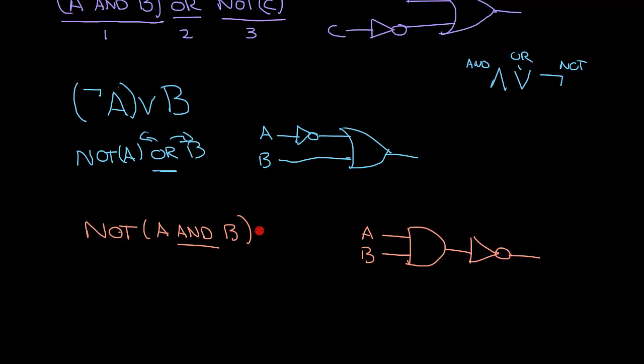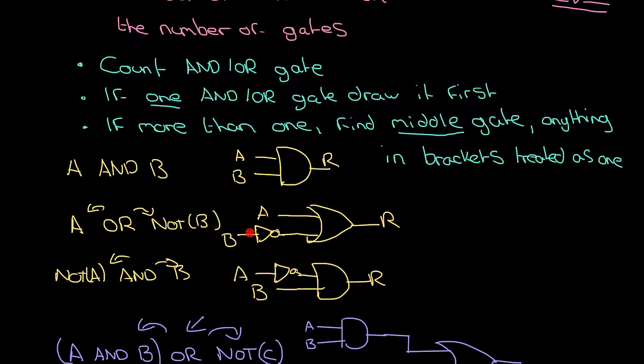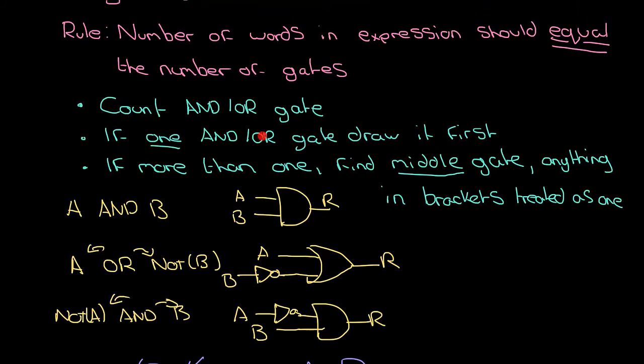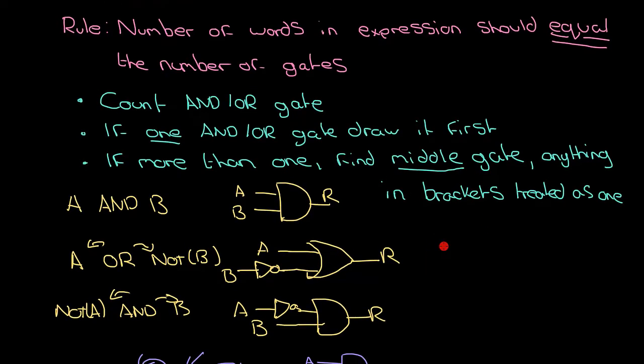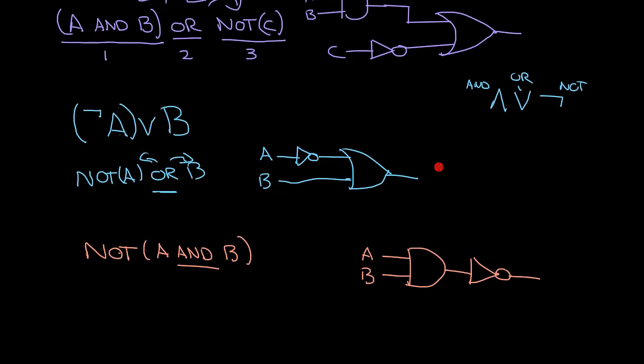Okay, so don't draw more gates than there are words in the expression. If you follow those rules, and just to recap them again, make sure you've got the same number of words as you do gates. If you've got one AND or OR gate, draw it first. If you've got more than one, find that middle, with anything in brackets treated as one, then hopefully you can always work backwards and figure out exactly what that gate should look like. And they are good fun when you get to them, so make sure you practice them lots. That is obviously the best way to learn.